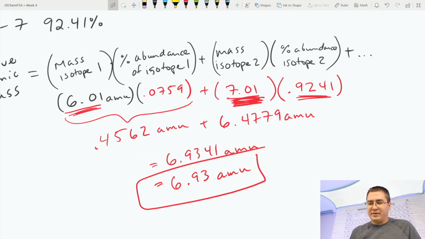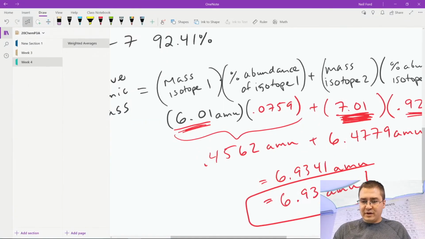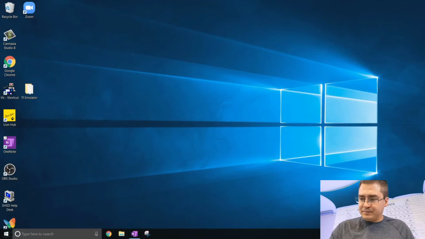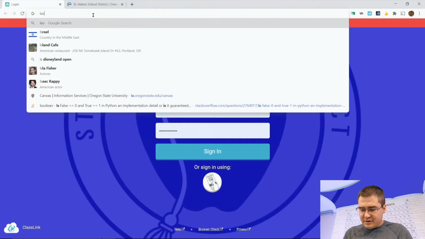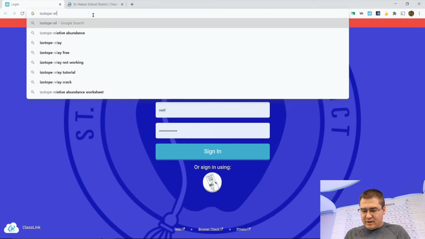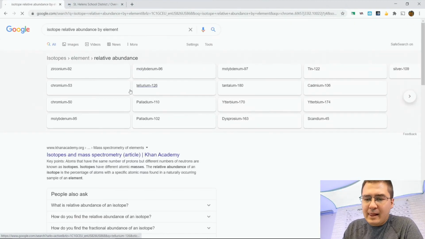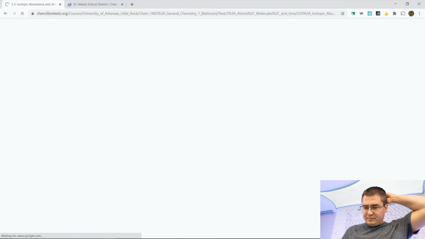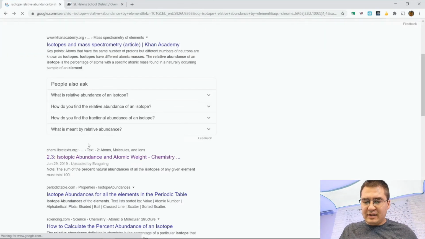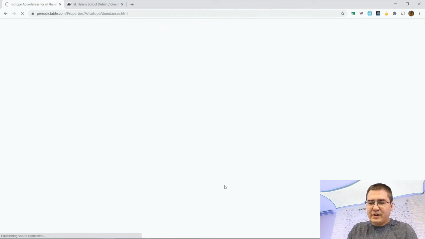I'm going to pull up an isotope prevalence chart. So let's see if I can switch into Google Chrome so you can see this. Isotope relative abundance by element. Oops, that's not a good link. I can do this one. Here we go.